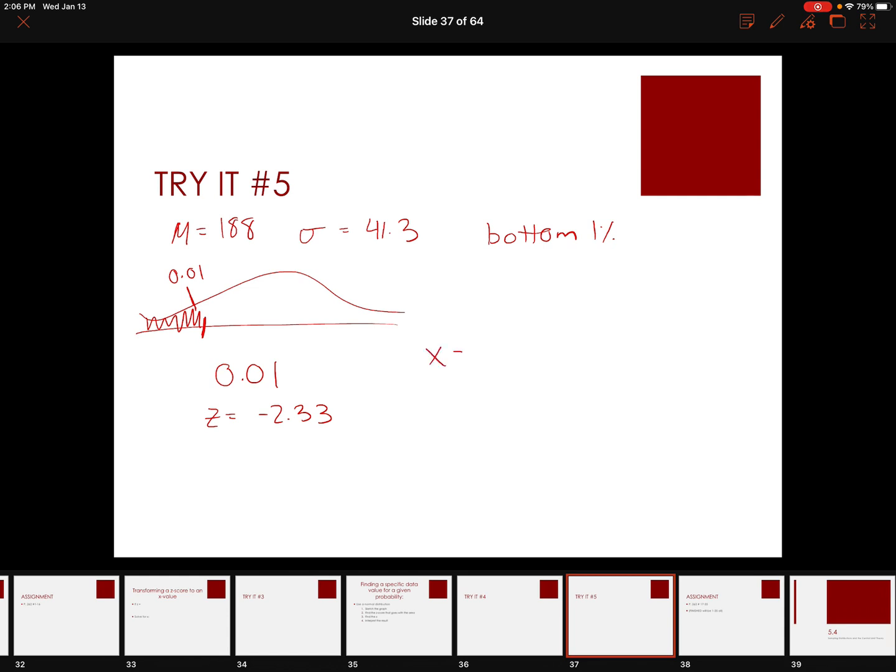So now I'll plug it into my equation. X equals my mean plus the z-score times the standard deviation, to find my x is 91.77 milligrams per deciliter.